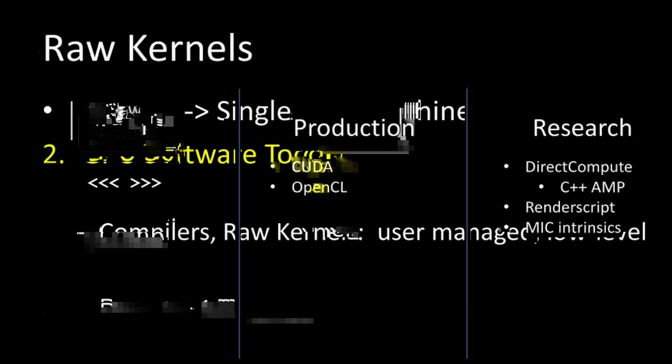Now when it comes to raw kernels, when you're talking about production code, CUDA and OpenCL are the only two ways to write kernels. There's no real third-party compilers for kernels. When it comes to research, some projects that are brewing are the Microsoft C++ AMP, RenderScript, and the Intel Phi intrinsics that are being developed.